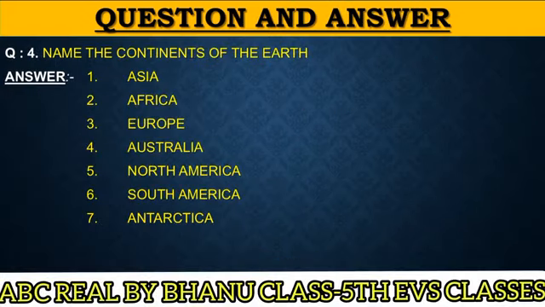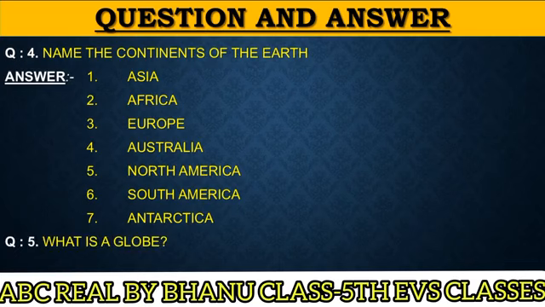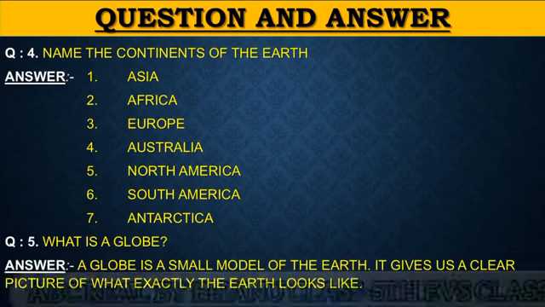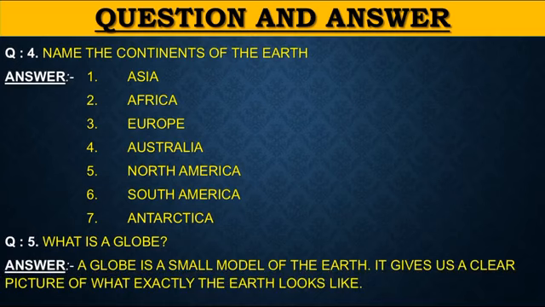Question number 4. Name the continents of the earth. Here are the continents. First, Asia. Second, Africa. Third, Europe. Fourth, Australia. Fifth, North America. Sixth, South America. And seventh, Antarctica. Last question of question and answer is, what is a globe? Answer of this question is, a globe is a small model of the earth. It gives us a clear picture of what exactly the earth looks like.